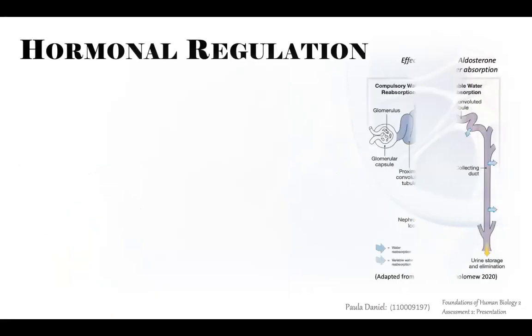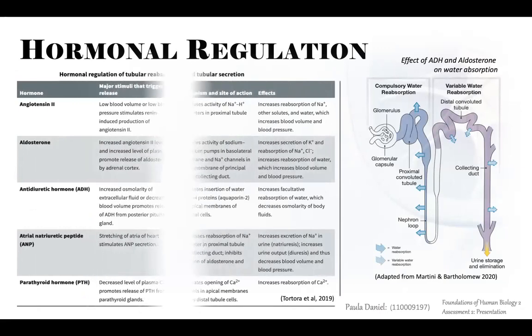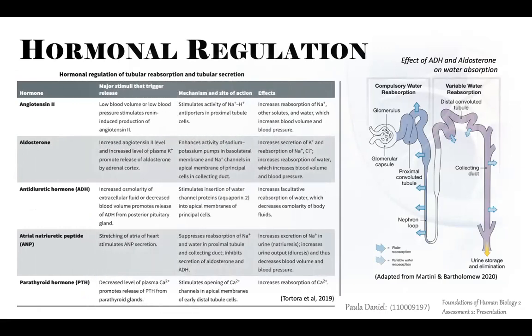Tubular reabsorption and secretion are regulated by hormones. The main hormones are angiotensin II, which increases reabsorption of sodium and water, and aldosterone, which is secreted by the adrenal cortex and increases DCT reabsorption of sodium. The antidiuretic hormone, or ADH, influences selective or facultative reabsorption of water and sodium. Remember, under normal circumstances, it is impermeable to water.